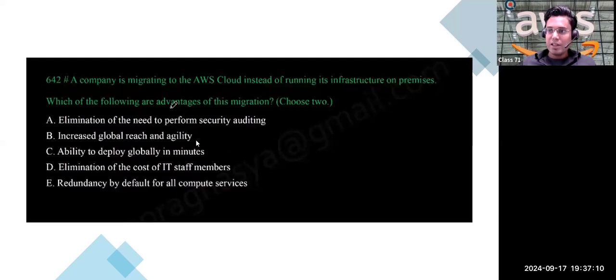Increase global reach and agility, because they increase the speed. Agility means speed, like the ability to deploy globally in a minute as well. Okay, so B and C is the right one.